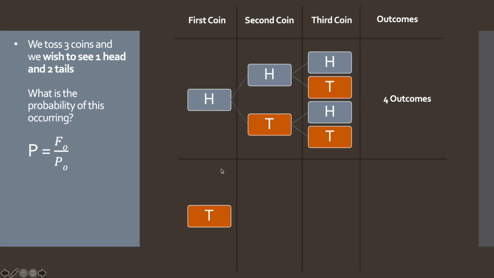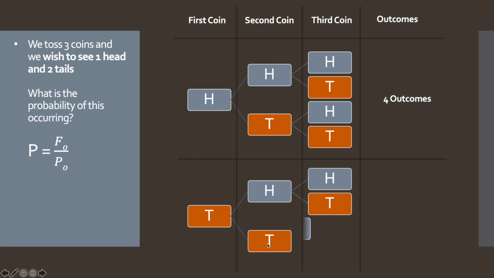The next one is, let's say we flip the first coin and it's not a heads, it's a tails. So then we have the potential to flip a heads the second time or a tails the second time. And just like the first bit here, the third coin could give us tails, heads, heads; tails, heads, tails; tails, tails, heads; tails, tails, tails. So we also have another 4 outcomes.